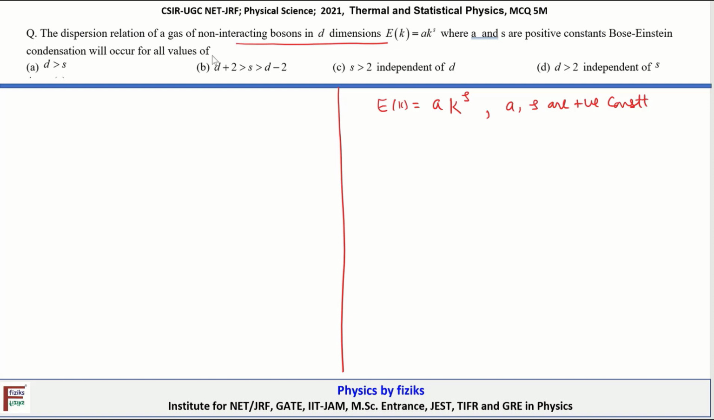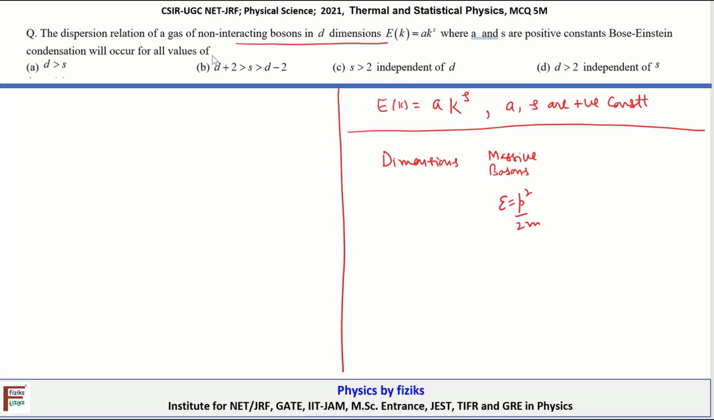condensation in 1 dimension, 2 dimension and 3 dimension, related to massive boson and massless boson. Okay, so I'm going to make a table here just for the sake of clarification among the students. So here, dimensions, and then massive bosons. Okay, where the dispersion relationship is given as E equal to p square by 2m.